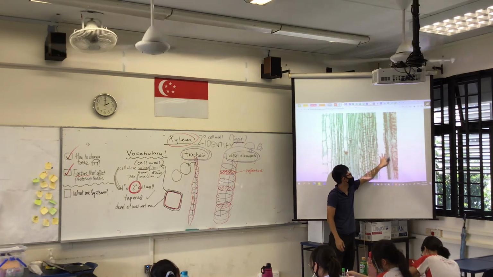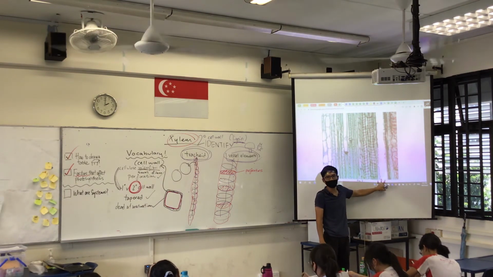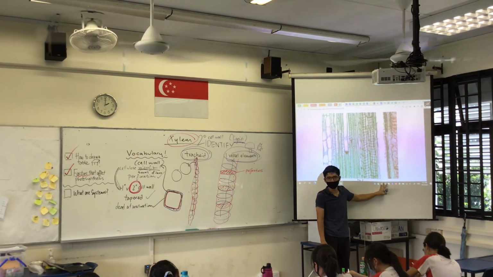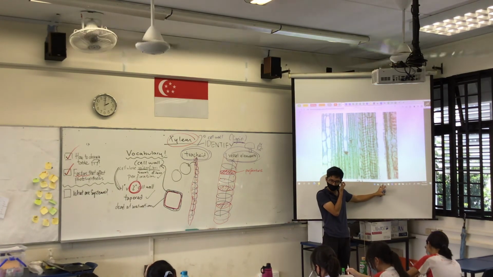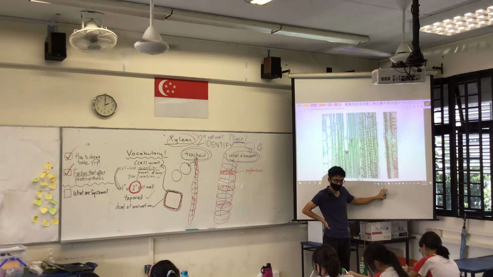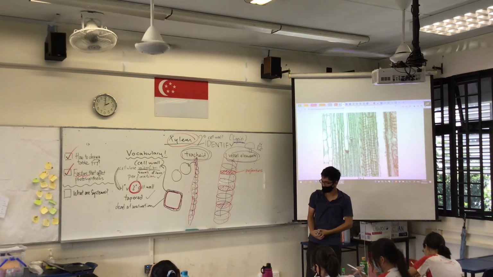Okay, the thicker one. But what's the moral of the story here? Vessel elements are way thicker than tracheids. Okay, and we will stop here for today.